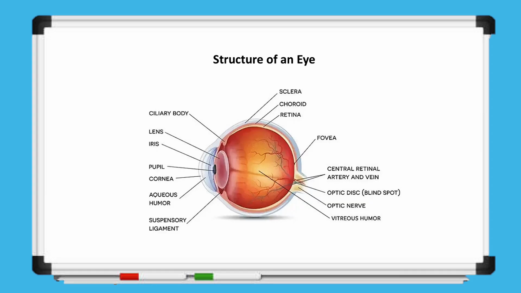Finally, the large space between the lens and retina is filled with the vitreous humor, a clear, gel-like substance that maintains the shape of the eye and helps keep the retina in place. All these structures work together seamlessly, allowing the eye to detect and focus light, process visual information, and send it to the brain so we can see the world clearly.